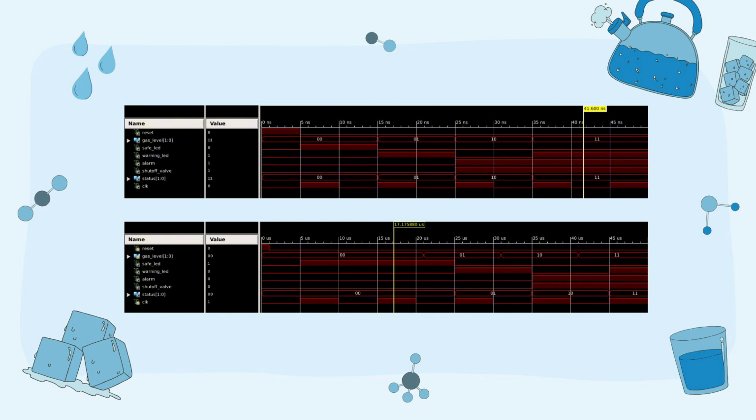The waveform also shows that the outputs only change at the rising edge of the clock signal. This confirms that the system is operating as a synchronous sequential circuit.